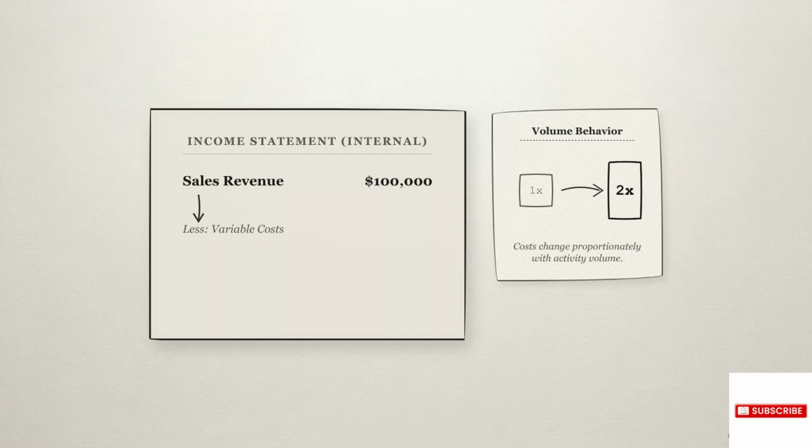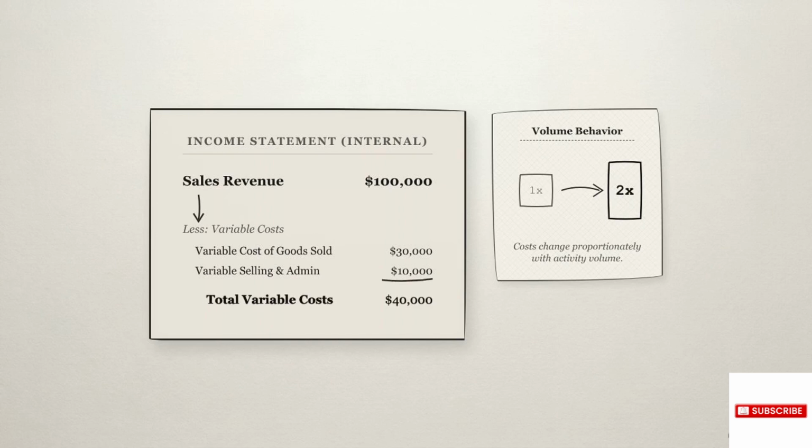Variable costs change proportionately with activity volume. Sell twice as many units, and these costs double. We log 2 items: variable cost of goods sold and variable selling and admin costs. We add these together to establish total variable costs.